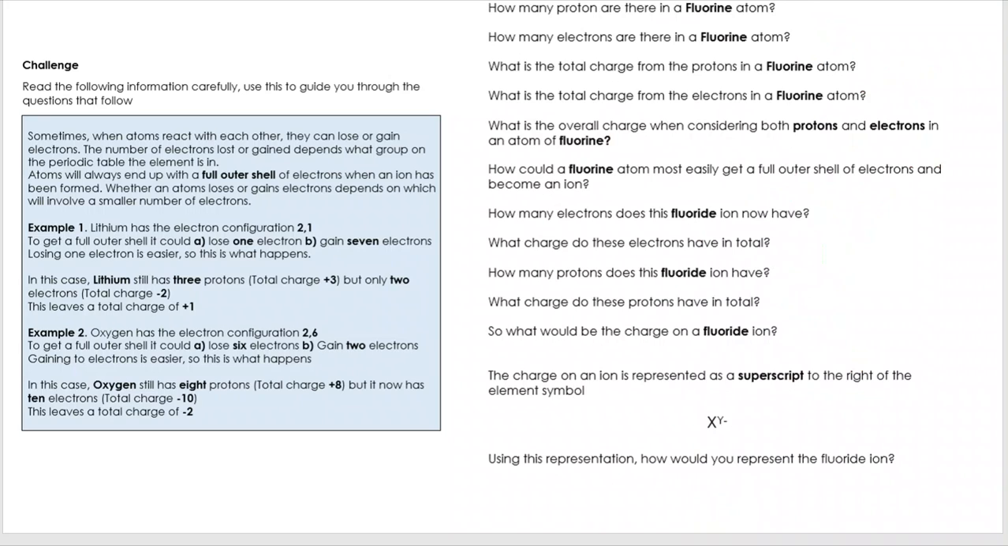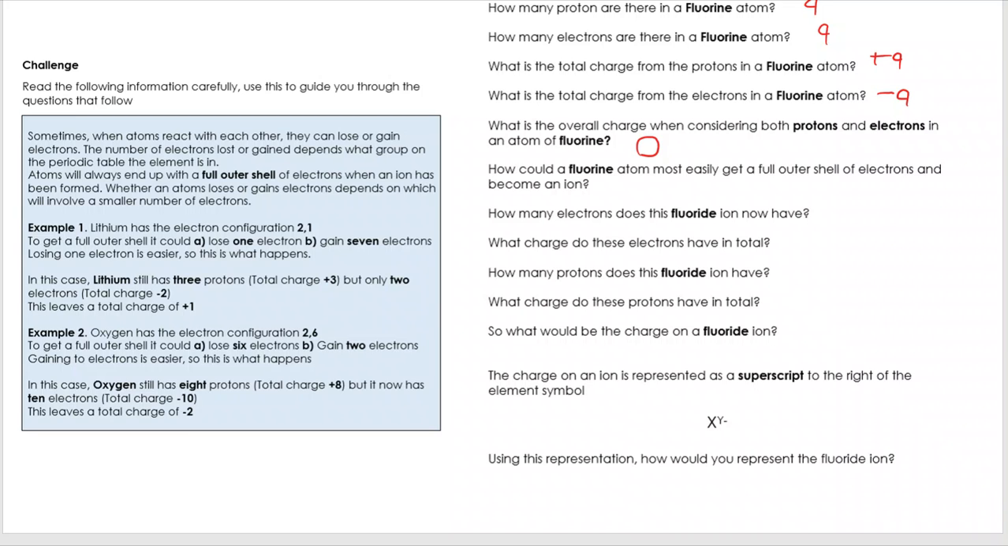Now, fluorine from the periodic table has 9 protons, which means it has 9 electrons. That's a total charge of plus 9 from the protons, and a total charge of minus 9 from the electrons, an overall charge in the atom of 0. Fluorine has an electron configuration of 2, 7. That means it could lose 7 electrons or gain 1 electron.